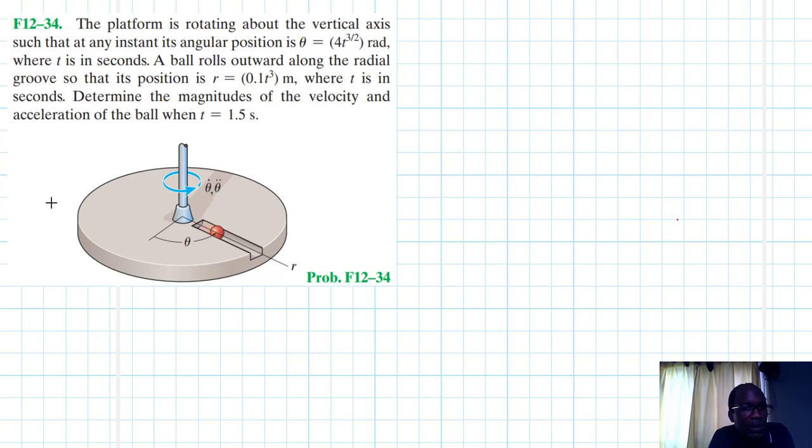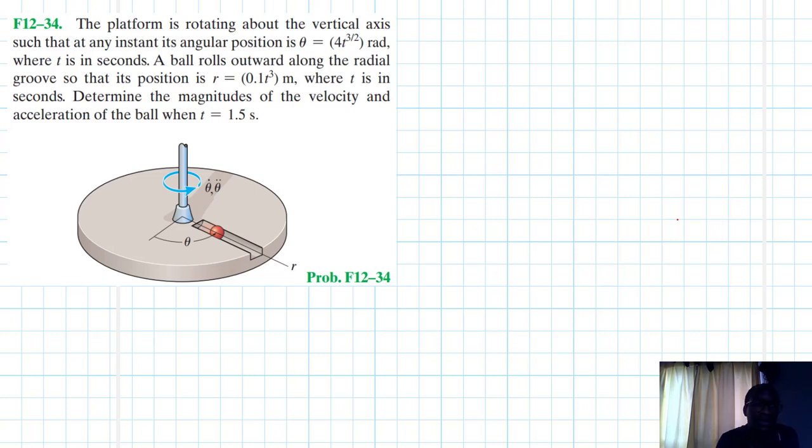The problem reads that the platform is rotating about the vertical axis such that at any instant its angular position is theta equal to 4t to the power 3/2 radians, where t is in seconds. A ball rolls outward along a radial groove so that its position is r equal to 0.1 t cubed meters, where t is in seconds. Determine the magnitudes of the velocity and the acceleration of the ball when t is equal to 1.5 seconds.